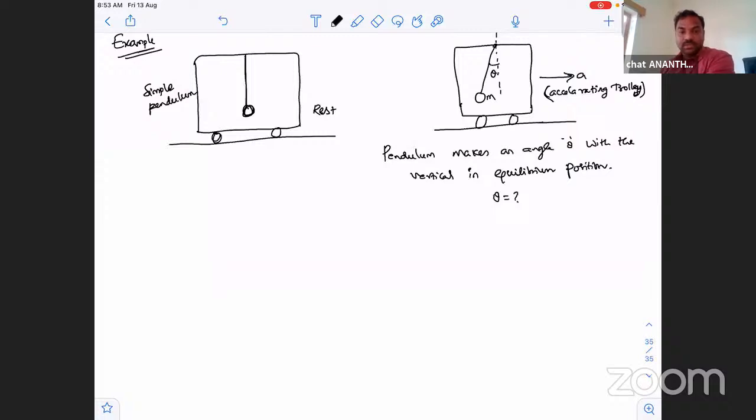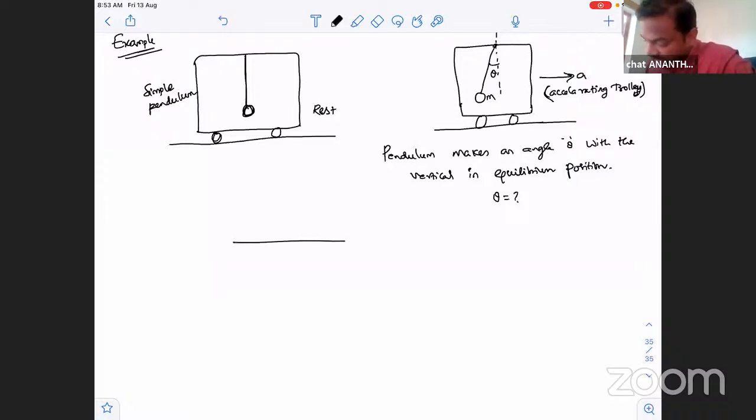Tan inverse a by g. M also is there, but M should cancel out, so you will get a by g. Chandra, correct. Perfect answer.